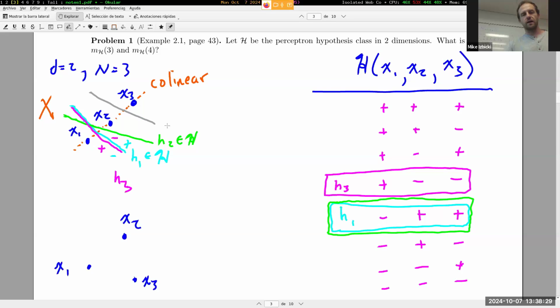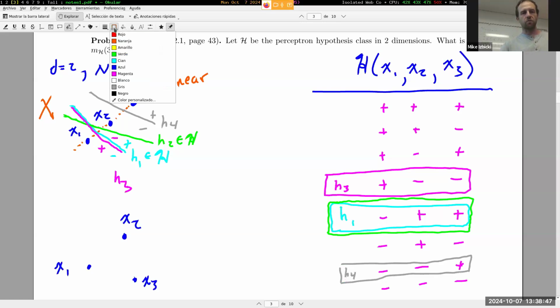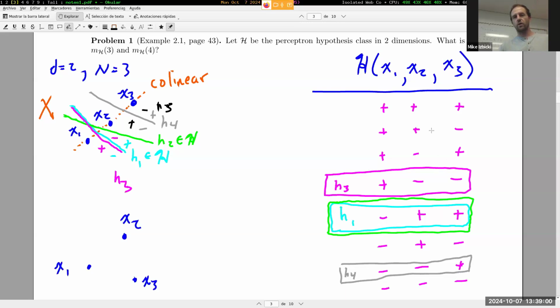We'll call this H4, and we'll start with positive on top, negative on bottom. So X3 is positive, and X1 and X2 are negative. That's this row right here. That will be H4. And we can reverse the labeling, put negative and positive like that, and call that H5. Now X3 is negative, but X1 and X2 are both positive. So this right here corresponds to H5.